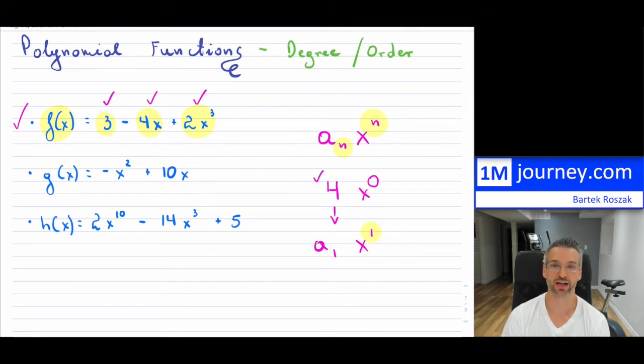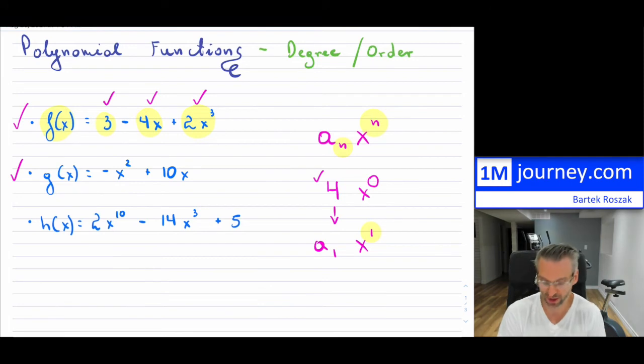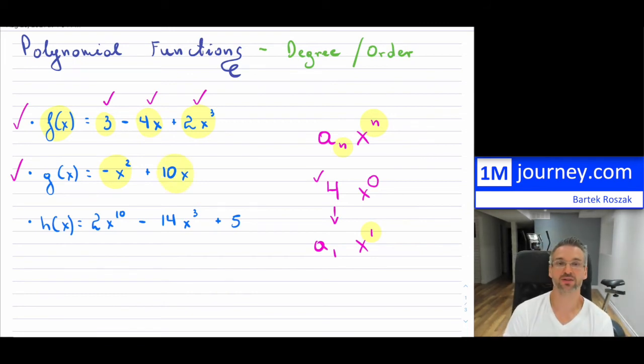Now, if I take a look at the second polynomial, here I have a negative x squared plus 10x. Again, I can break it down for every single term. My first term right here has an order or degree of 2, and my second term, which is just the 10x, has an order or degree of 1. So if I wanted to know the degree or order for that particular polynomial function, I would say that it's 2, because that's the largest one that I carry.